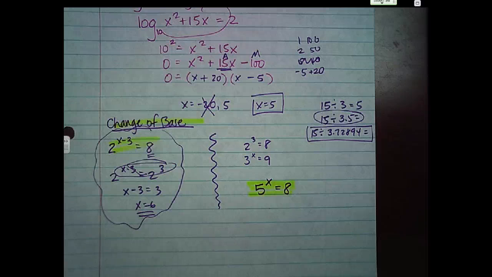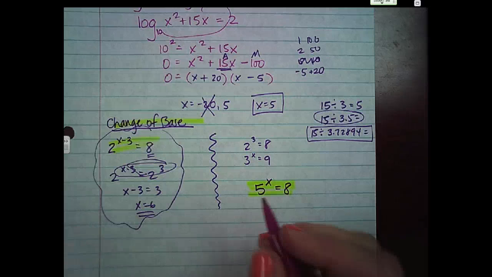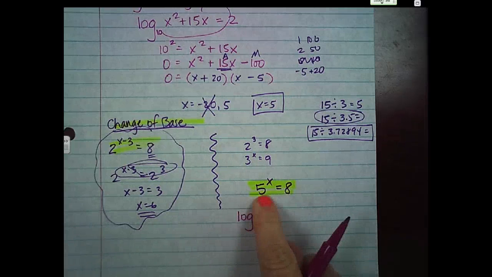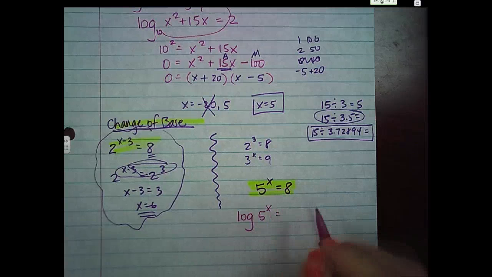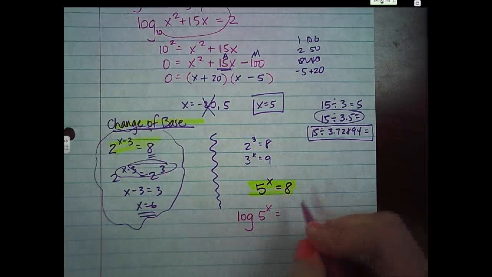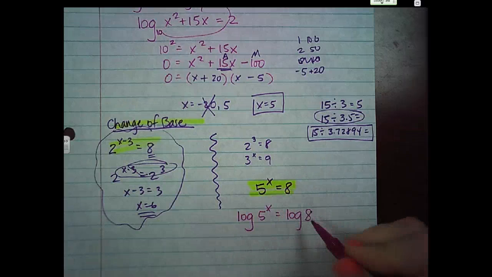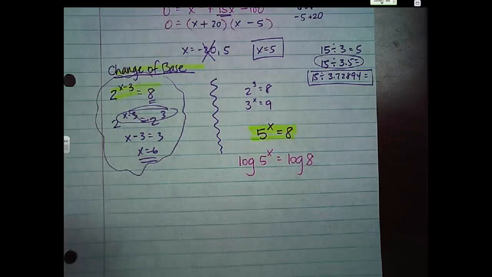When you get an exponent and you cannot change the base, you do something called log both sides. Okay? So write that out for me and I'll show you what I mean. We're going to take this side and we're going to write log. And what was there? A 5 to the x power, right? Then we're going to take this side and we're going to write log. And what was there? A number 8.